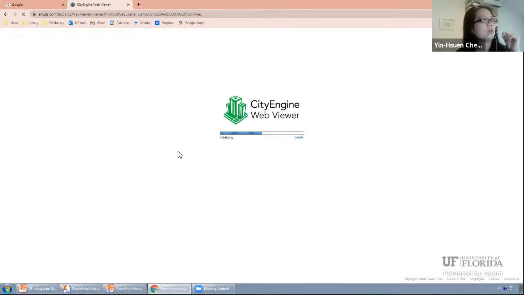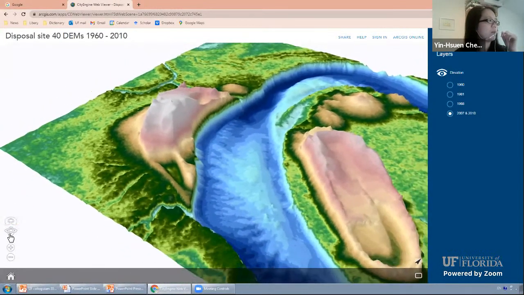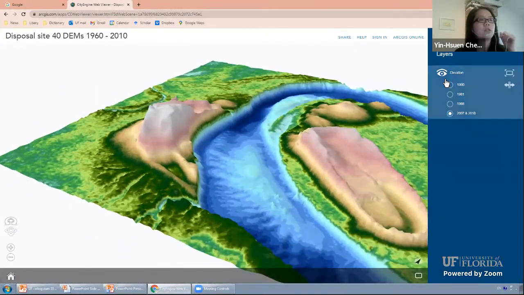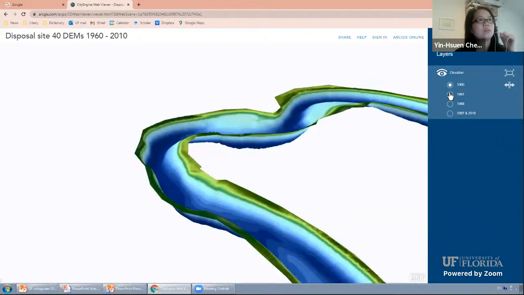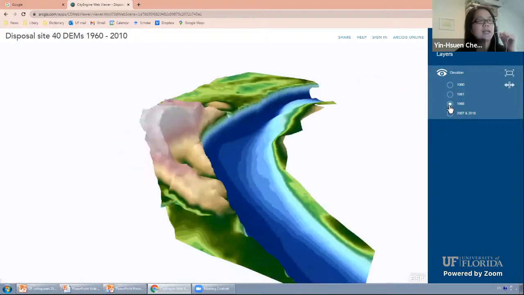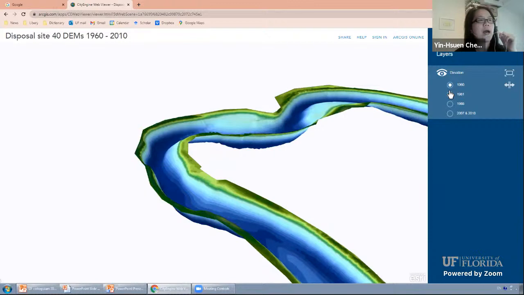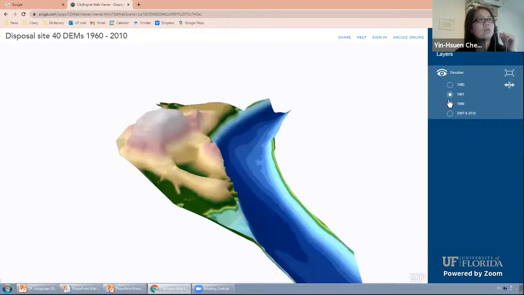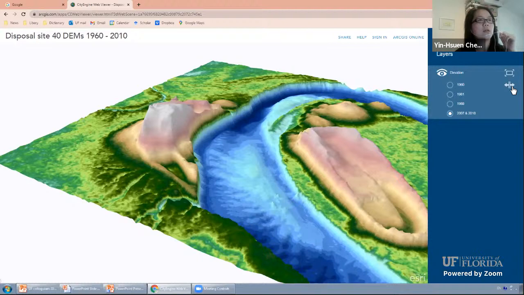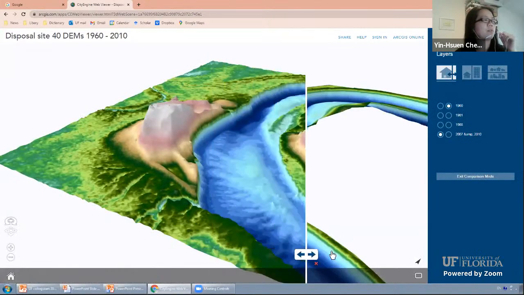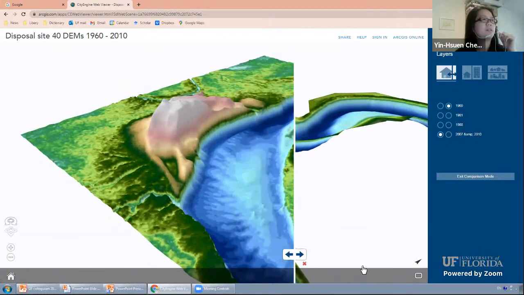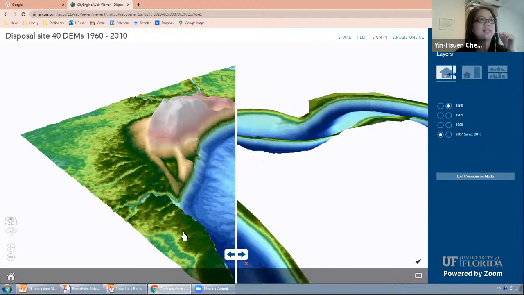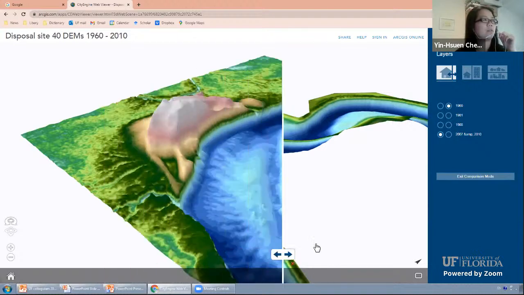So I just want to show you quickly how you can, it's like an interactive website, you can play with it. So here's the elevation. We built four elevation models from 1960, 1980s, and 1988 to 2007. So you can see how the dredging mounds are being changed. And this is quite cool. You can play with the compare mode. So you can see what's the difference from 1960 to 2007.